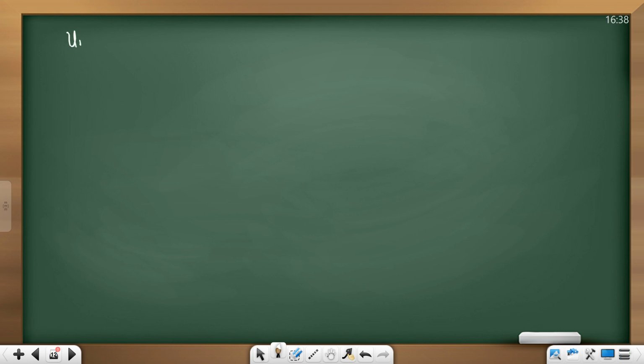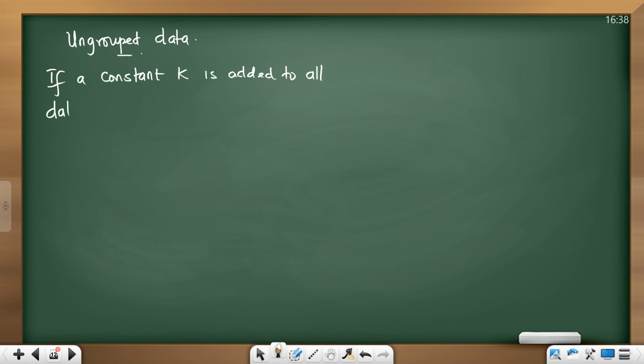Now, check this. If I have an ungrouped data, please, I want us to listen. I'm going to answer this question while working here. An ungrouped data. If a constant k, I gave you this, right? If a constant k is added to all the data entries, I want us to quickly see what will happen.